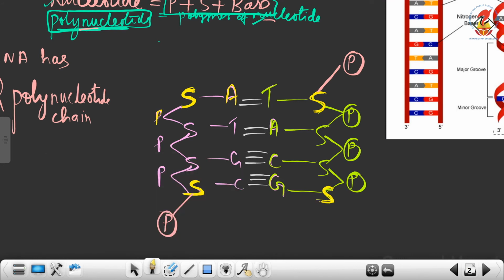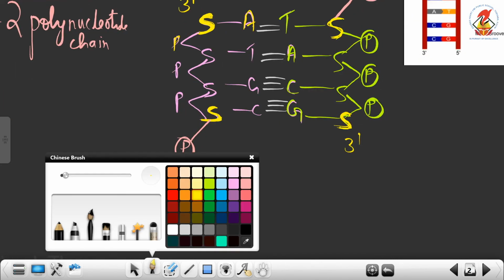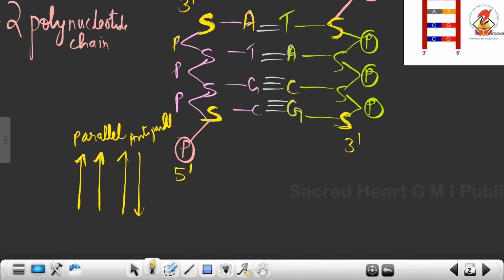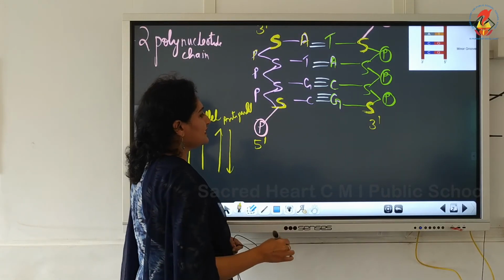Now, the end with sugar will be indicated as the 3' end and the end with phosphate will be indicated as the 5' end. So here it is 5', 3'. So we can say the two polynucleotide chains, how are they running? They are not running parallelly. Parallel means both arrowheads facing up. This is a parallel arrangement. But here the arrangement is like this. This is called an anti-parallel arrangement. So here we can say the two polynucleotide chains are running anti-parallelly.